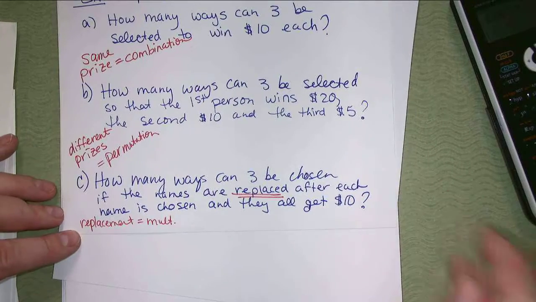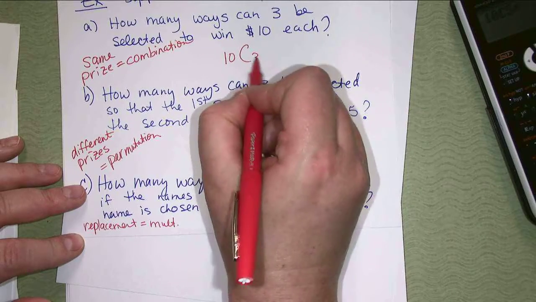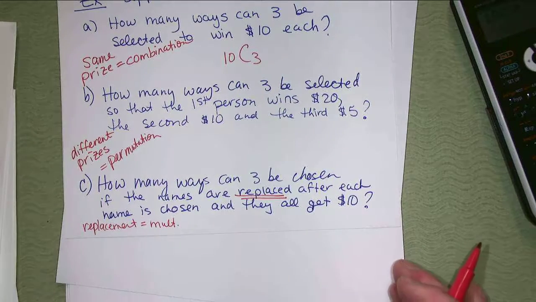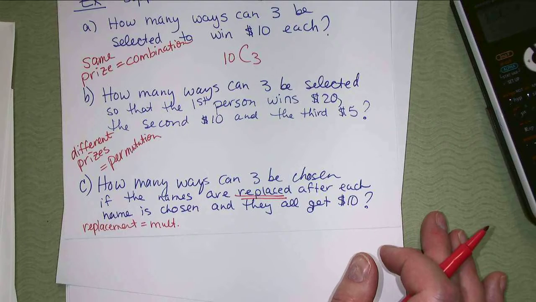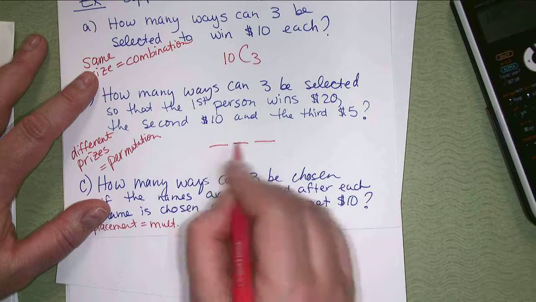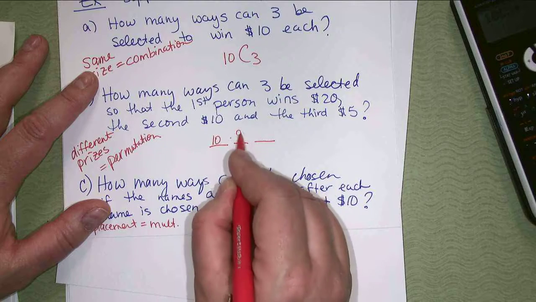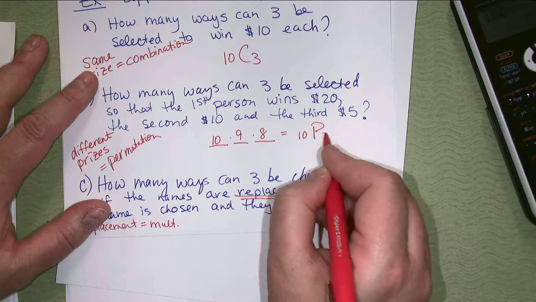All right, so what's the answers to all of these? 10 people in the draw, and we want to pick 3. There's no way to write lines for that. You just use a combination. This one, 3 people, they're all getting different prizes. You're picking 10, then 9, then 8. So this is 10P3 if you want.